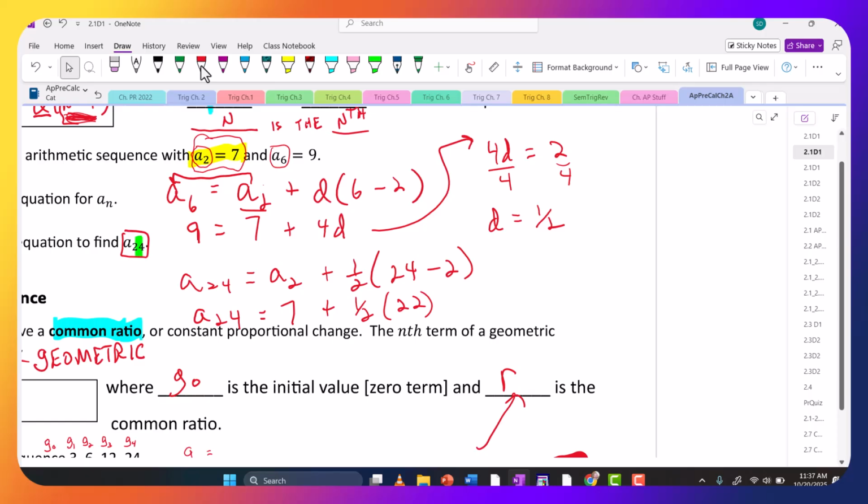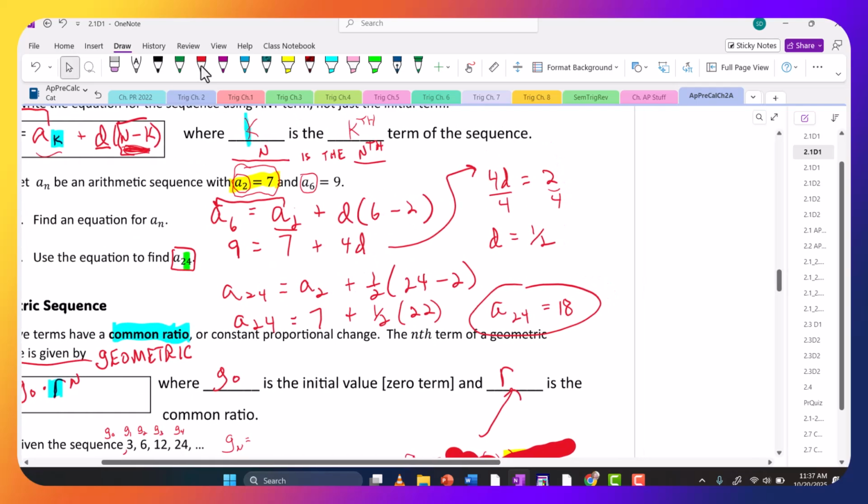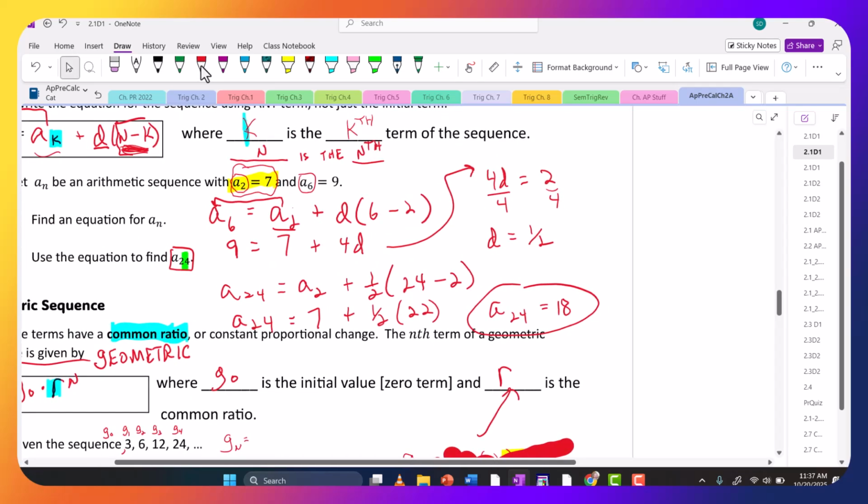What's half of 22, everyone? 11. What's 11 plus 7, everyone? 18. So the 24th term would be 18. If you added a half to a sub 6, let's say, 18 times, you get 18. It would happen. All right? It would work. Okay, now it's time for geometric.